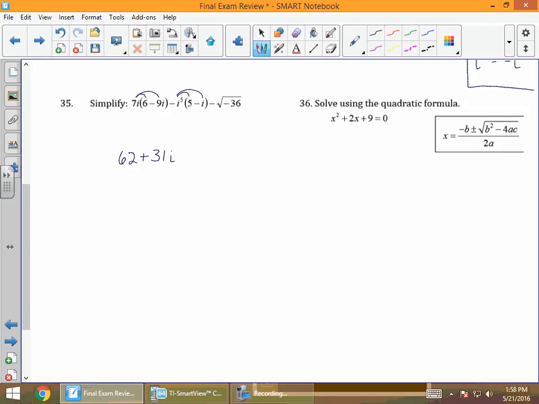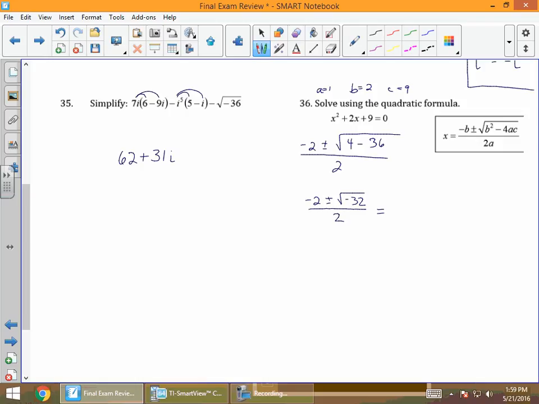Number 36, solve using the quadratic formula. This is in with complex numbers, so this means that the solution here is probably going to have an i in it. So let's take a look. A is 1, B is 2, C is 9. The opposite of B, plus or minus the square root of B squared, minus 4 times 1 times 9, all over 2a. When I do 4 minus 36, I'll get negative 2 plus or minus the square root of negative 32, all over 2.